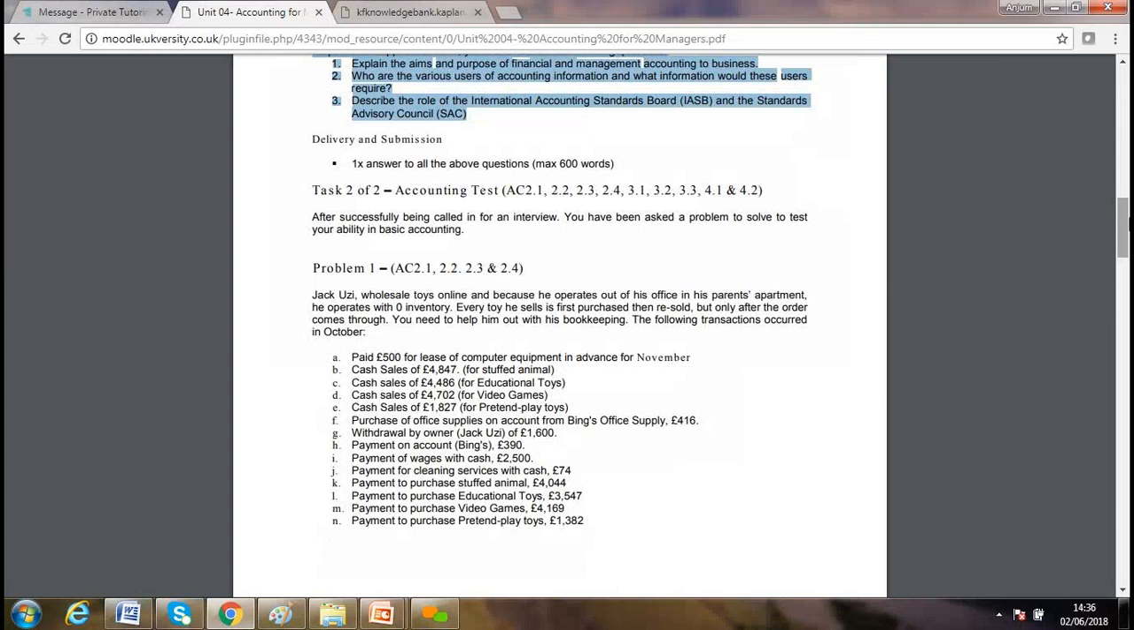So in Task 2, we need to look around. After being successfully called for interview, you've been asked to solve the problems. So we need to look at what we're supposed to do: wholesale, selling price online, operating his office in his parents' apartment, operating with zero inventory. At the start, there is no stock. Inventory means stock. Every time he sells, he first purchases and resells. So there is no manufacturing, just buying and selling. But only after the orders come through, you need to help him out. These are the bookkeeping following transactions. Whenever we do bookkeeping, we learn during our lessons.